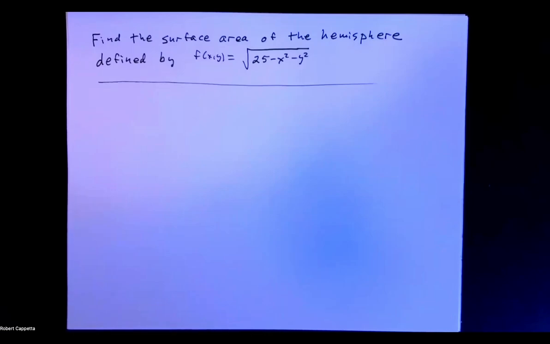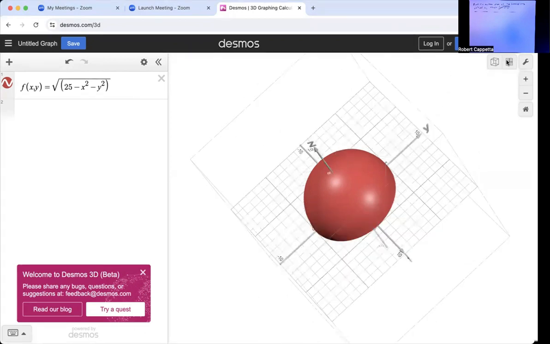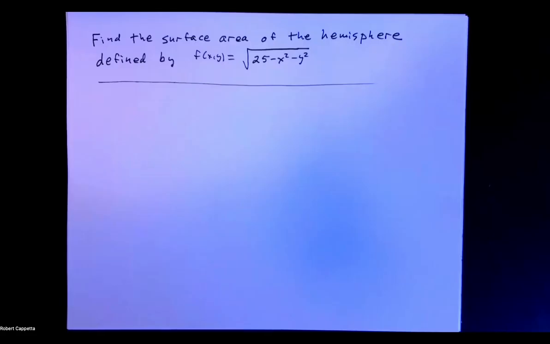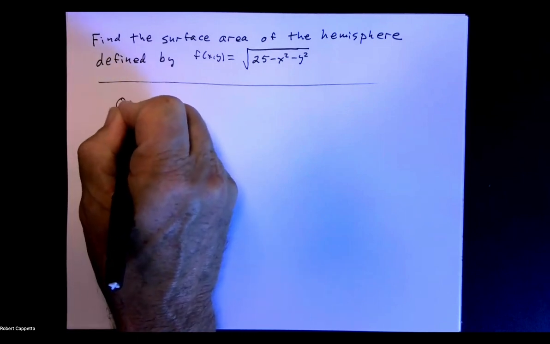Goal is to find the surface area of the hemisphere defined by the function f of x, y equals the square root of 25 minus x squared minus y squared. So let's take a look at a visual. So here is that hemisphere, and we need to determine our region of integration. So looking at it from the top, we see that is a circle of radius 5, but that shouldn't surprise us. To get our region of integration, that happens in the xy plane when z equals 0.